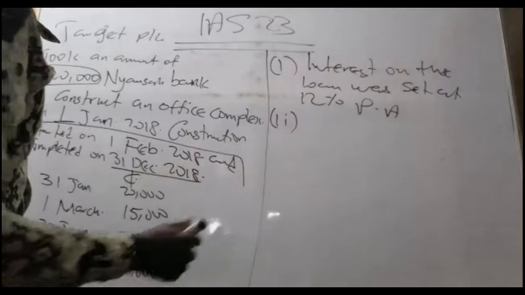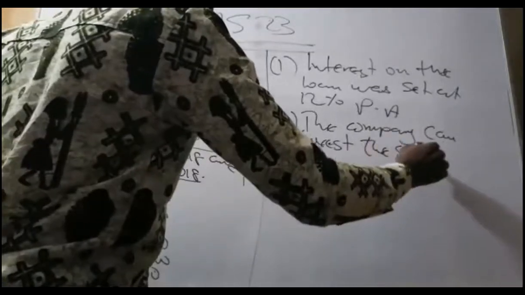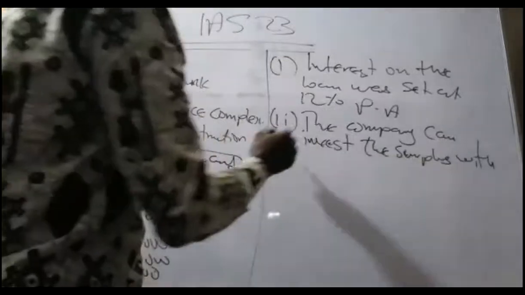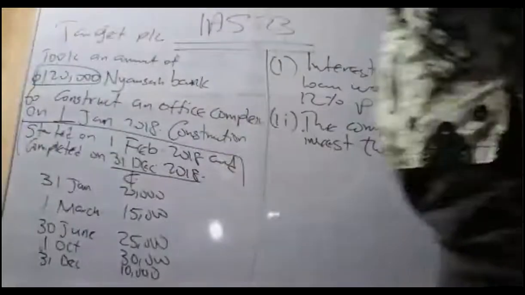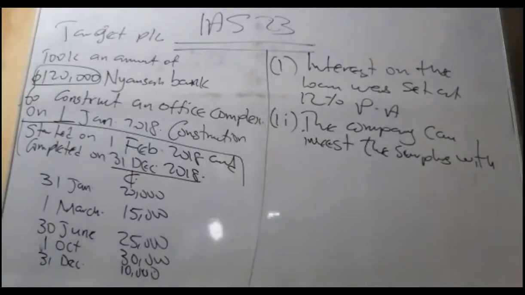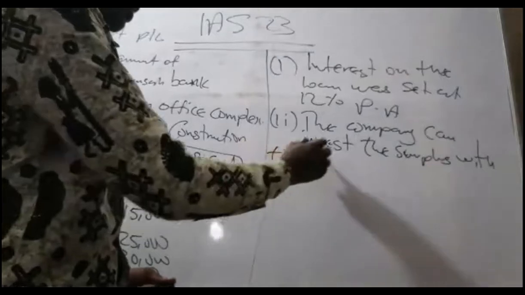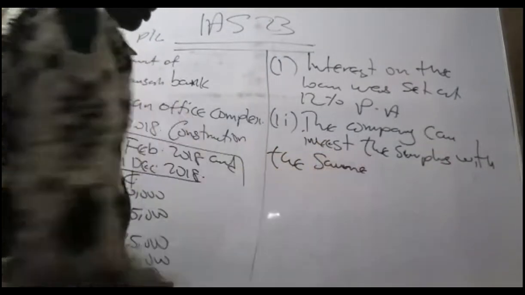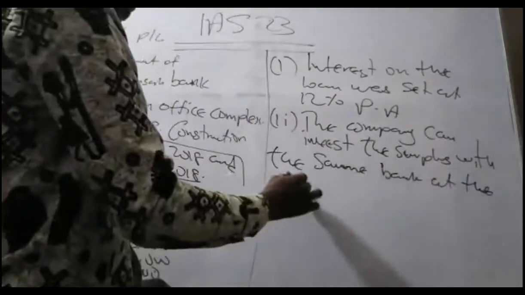Note 2. Target PLC, or the company, can invest the surplus funds with the same bank at the rate of 9%. So they are giving you 9%.